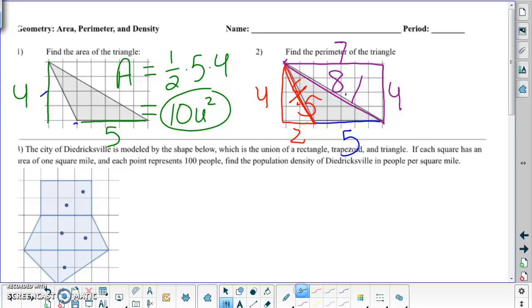Okay, so now the perimeter, I'm going to add all those numbers together. So 5 plus 4.5 plus 8.1. So what do you get for the perimeter? 17.6. Thank you, 17.6.